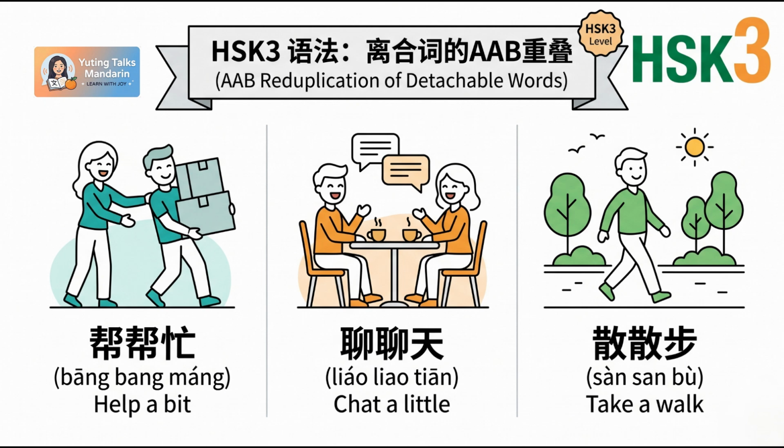Today, we're going to learn one of the most useful casual grammar structures in Chinese, AA repetition of detachable words, 离合词. This makes your Chinese sound light, natural, and casual. I'll show you simple English explanations with short Chinese examples. You can also turn on subtitles and choose your preferred language.